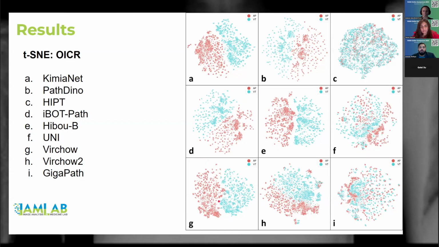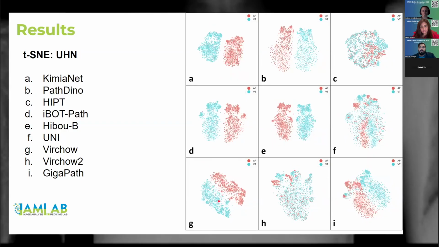So this is for the OICR dataset, and this is for the UHN. Again, we can see a clear distinction between the scanners. Again, HIPT is jumbling up all these corresponding patches. UNI also is performing really well across the two different scanners, and there is only a little bit of distinction between the two scanners here.